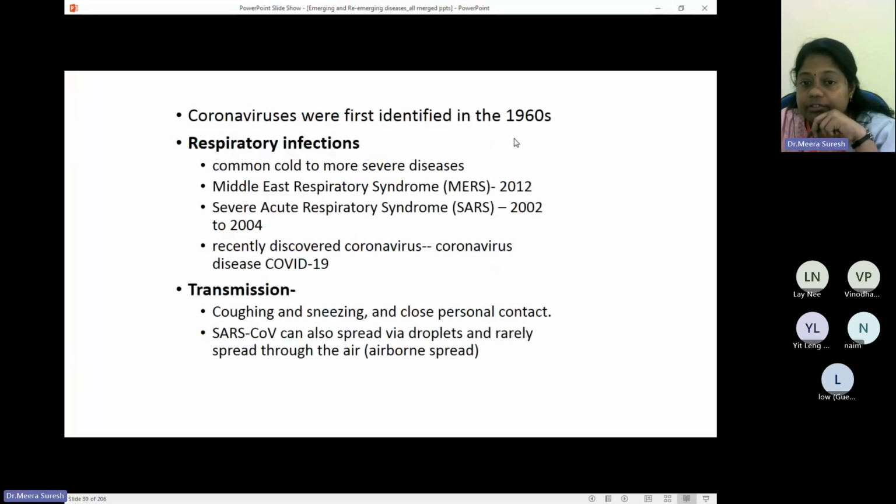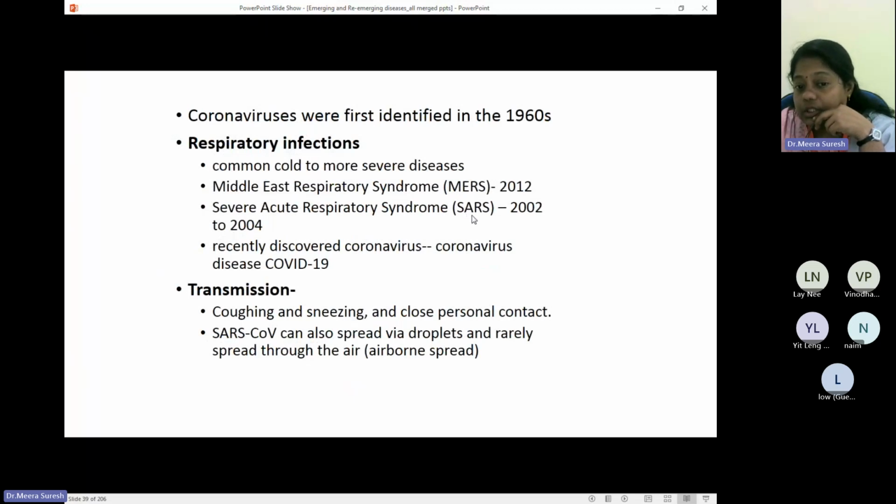Coronaviruses were first identified in the 1960s, and they cause respiratory infections, mostly the common cold but even severe diseases. The first one produced by the coronaviruses is MERS, or Middle East Respiratory Syndrome, which first happened in Saudi Arabia but got confined to the Middle East countries only. That is why it is called MERS. It happened in the year 2012.